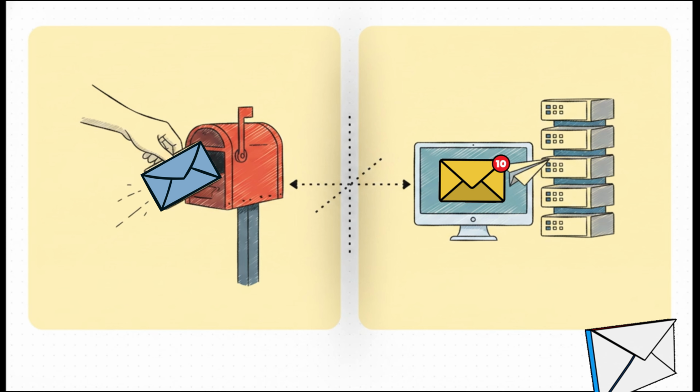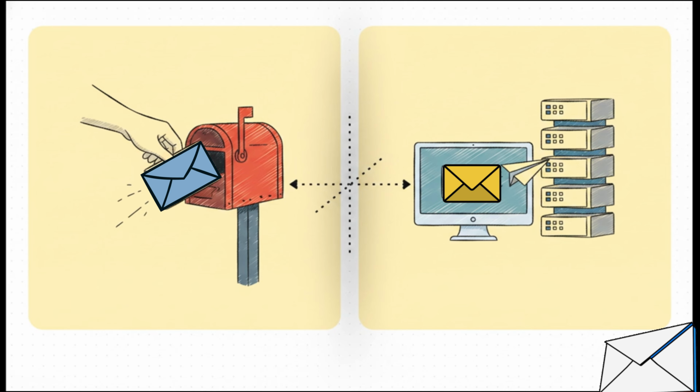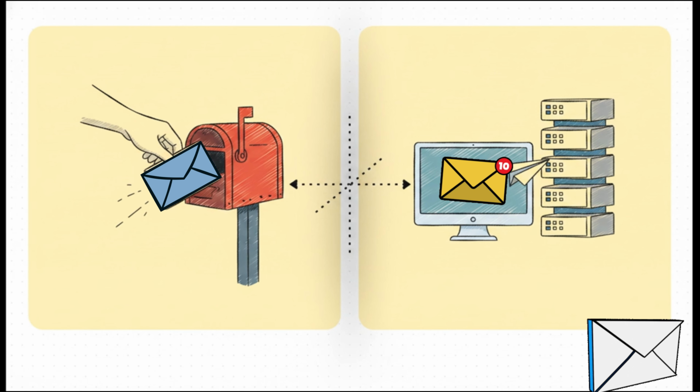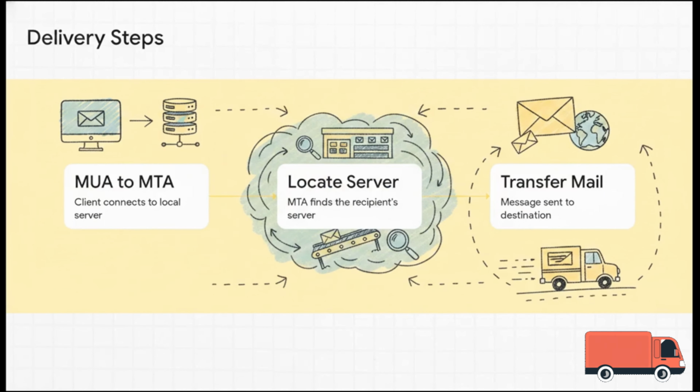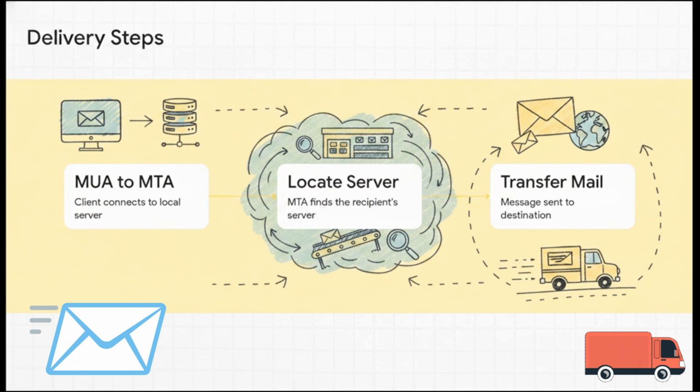From there, a postal worker picks it up and takes it to your local post office. Digitally, your email client hands the message off to your local SMTP server, known as a mail transfer agent or MTA. Let's trace the exact steps of this transit route. Step 1, your mail user agent connects to your sender's mail transfer agent. Then the real heavy lifting kicks in.